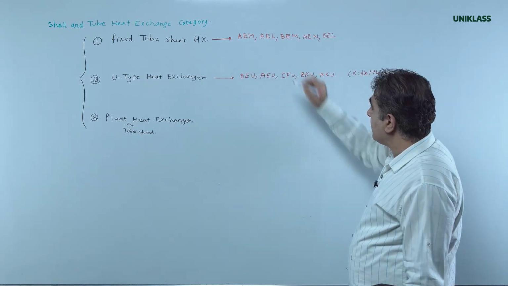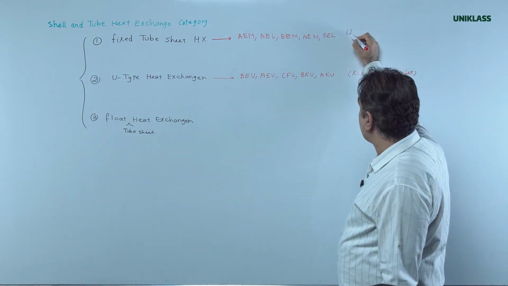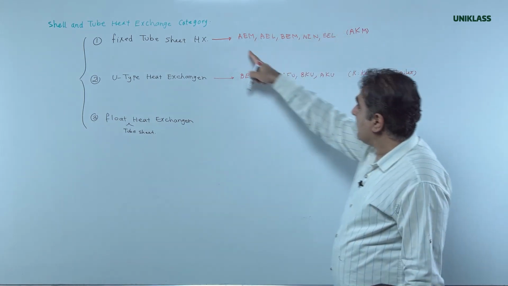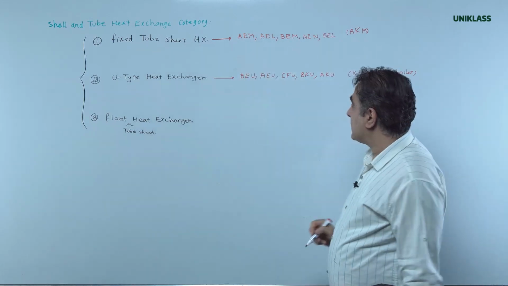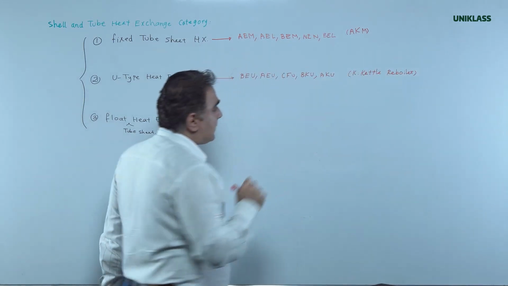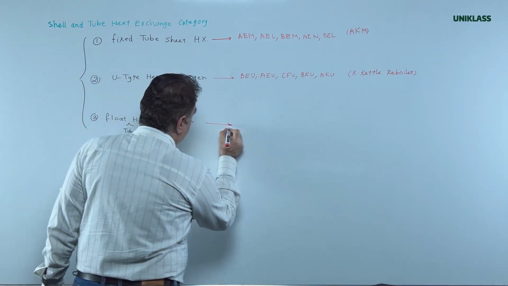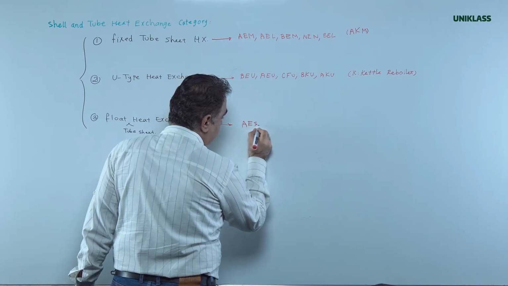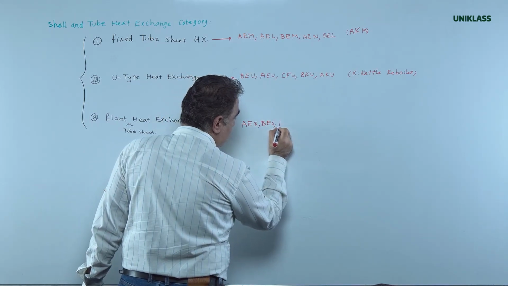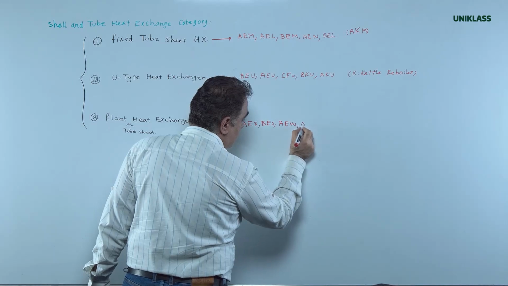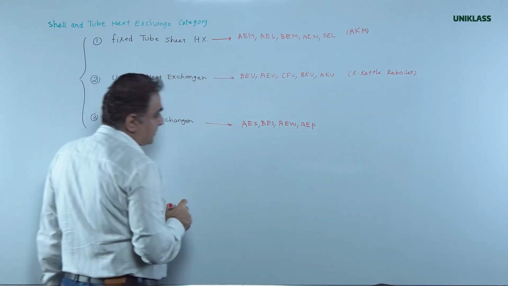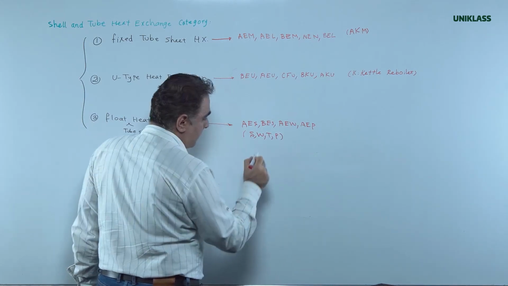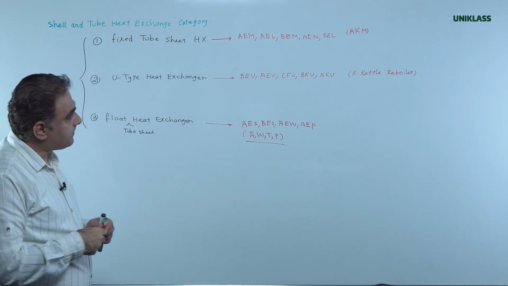In some cases, we have fixed tube sheet with K, like AKM. K as a kettle, M as a rear head, A as a front head for fixed tube sheet. Generally, K is for a kettle reboiler. Floated type heat exchangers are like AES, BES, AEW, AEP. Every heat exchanger has a word S, W, T, or P. This is for floated heat exchanger.